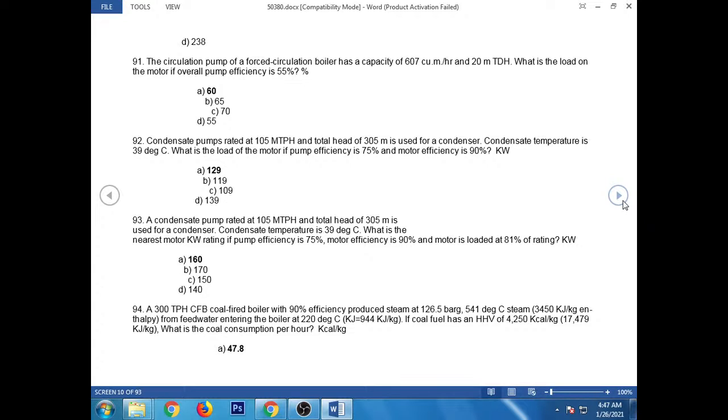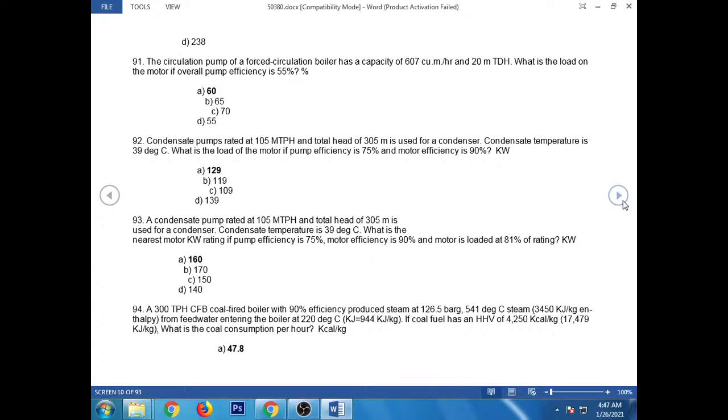The circulation pump of a forced circulation boiler has a capacity of 607 cubic meter per hour at 20 meter TDH. What is the load on the motor if overall pump efficiency is 55%? Answer: 60%.